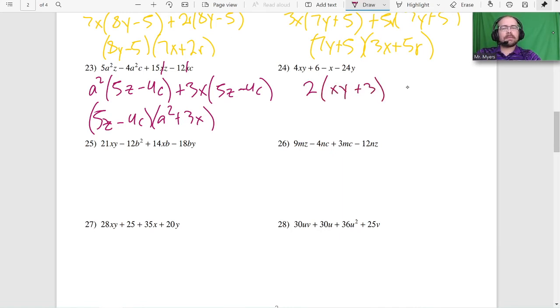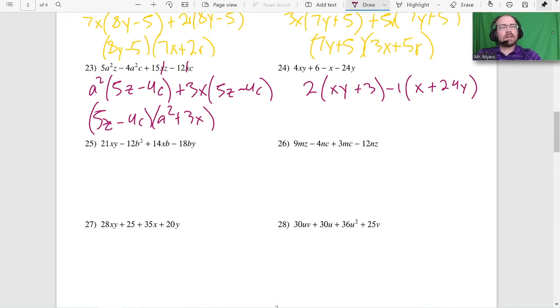2xy plus 3 minus 1. Wait a second. No, this isn't even factorable, because I would only be able to take out a 1, and I'd have x plus 24y. And I don't have the same thing, but I didn't do anything wrong here. So, yeah, it just doesn't work. And even if I tried to restructure things, maybe.